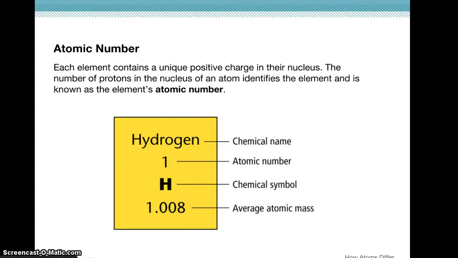Alright, so let's talk about individual elements and the information you can find on the periodic table, what it tells you about the charge and the protons and neutrons and electrons. So the first thing we want to look at is called the atomic number. When you're looking at the periodic table, the whole number that you see with an element is called the atomic number. The atomic number represents the number of protons in the nucleus, and it identifies the element. So the number of protons is what makes that element that element.